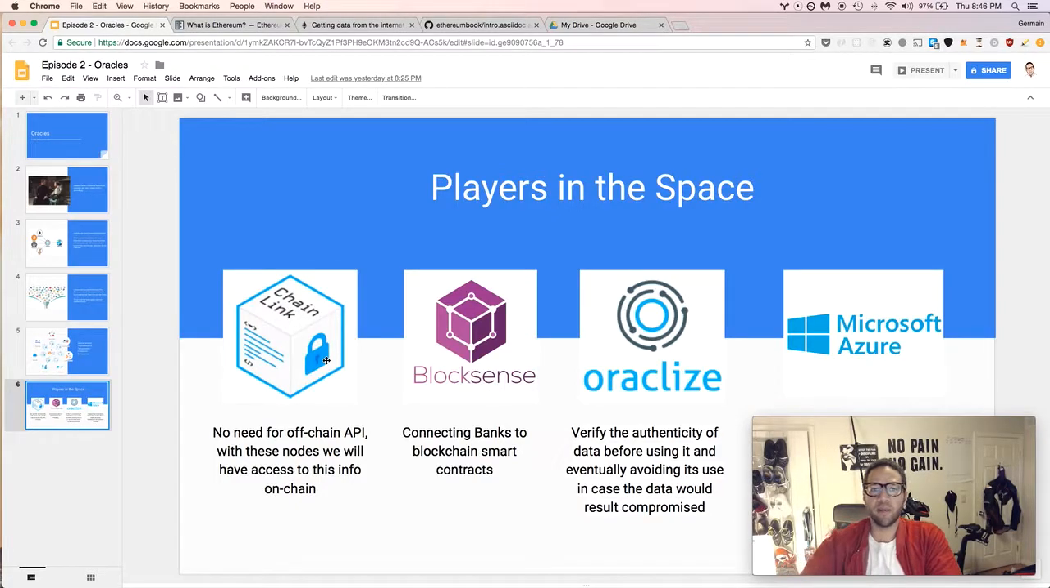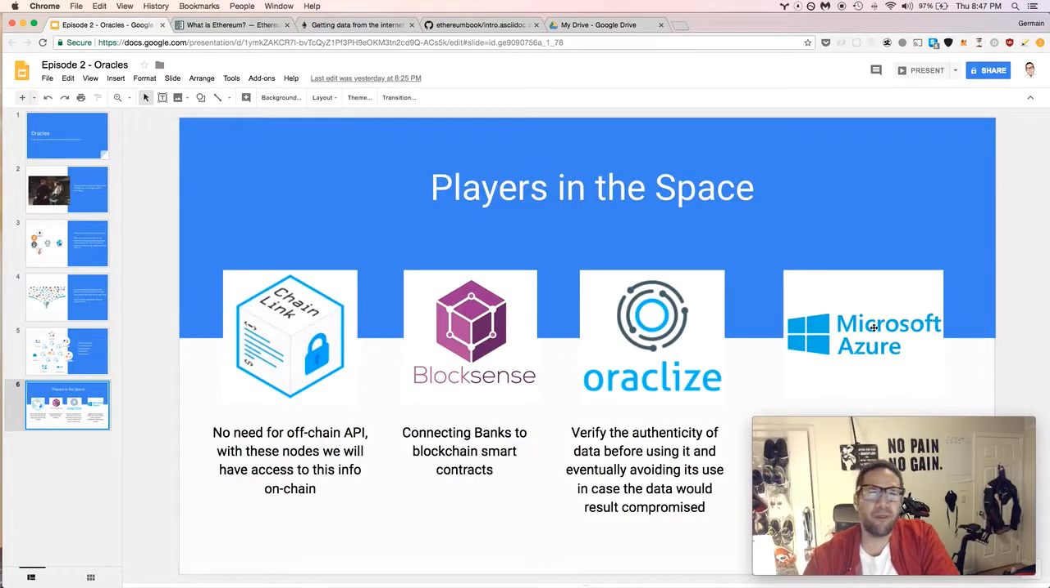So let's look at these players in the space. We already talked about Chainlink. They have a huge community on 4chan. They're kind of out there, let's just put it that way. They have no need for an off-chain API. With these nodes, you have access to this information immediately on-chain. So that's cool. BlockSense is right now connecting more to banks, to blockchain smart contracts. Oraclize is the biggest player in the game. They verify the authenticity of the data before they use it, and they try to avoid at all costs using this data if it has been compromised.